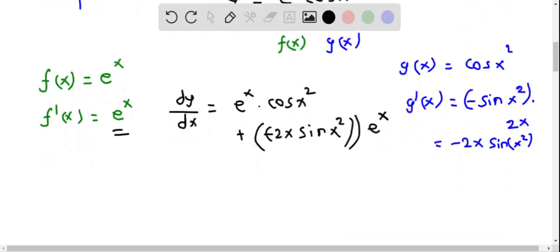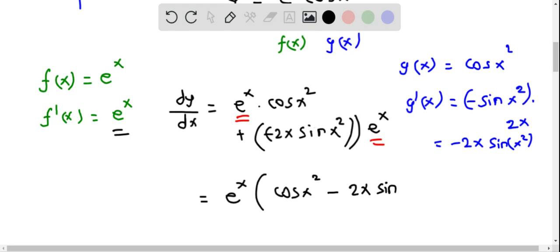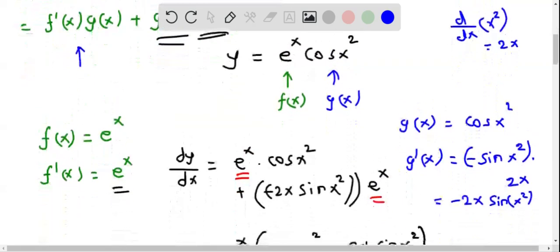Now, if we observe, we have e power x in both terms. Here we have e power x, and here also we have e power x, which means we can factor out the e power x. After factoring out the e power x, we will have cos of x squared minus 2x sine of x squared. So this is the derivative of the given function y equals e power x cos of x squared.